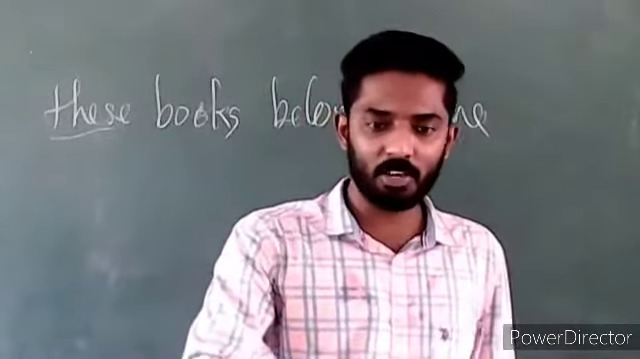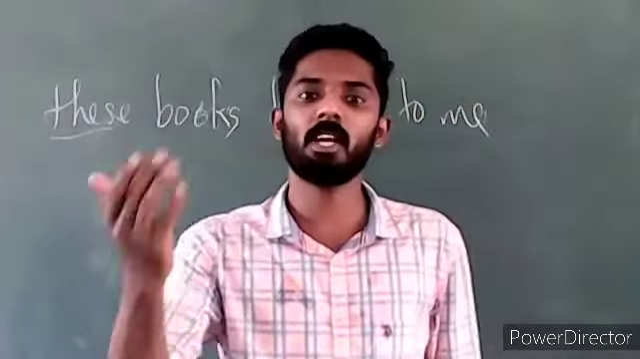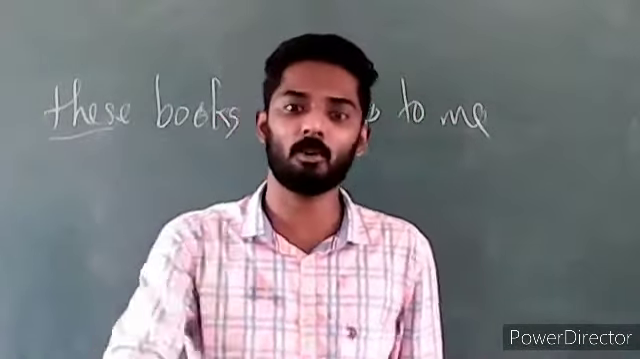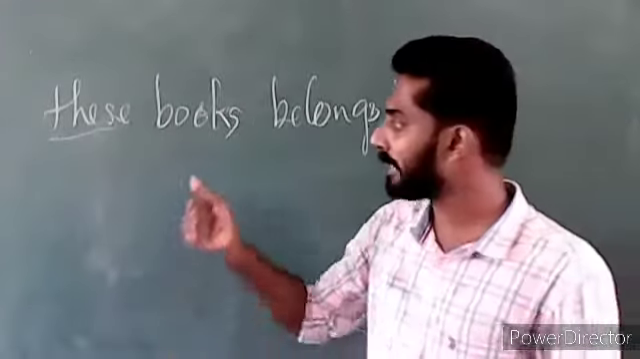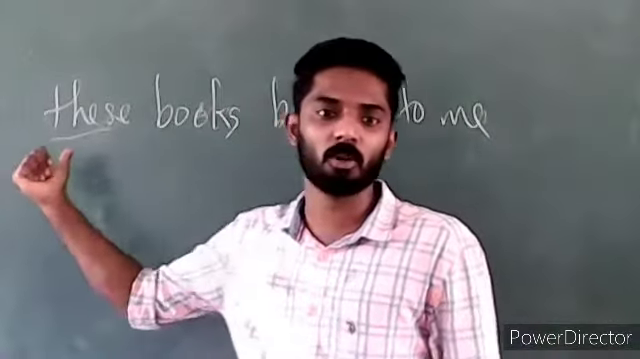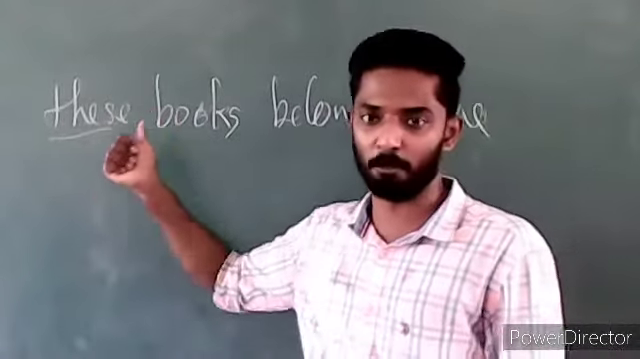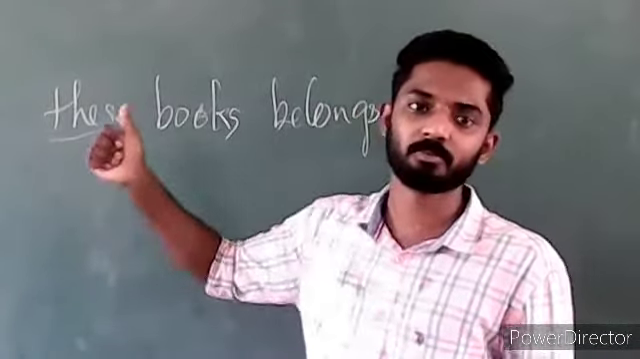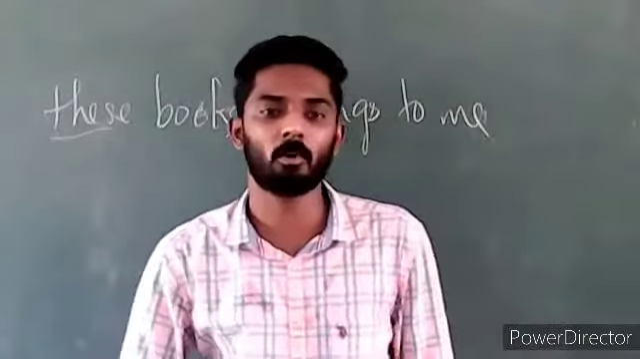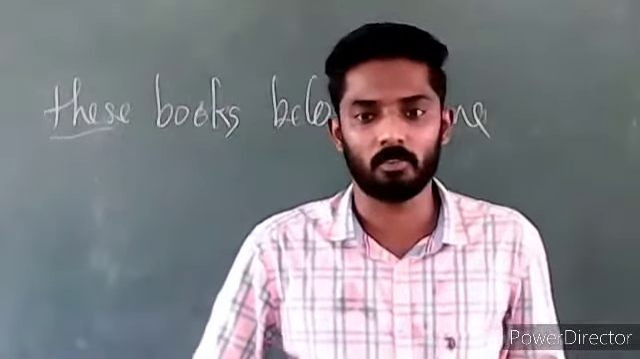The example which is given in the textbook is: why have we left these books lying around here? So here the word these is used in order to demonstrate the word book, so it can be called a demonstrative determiner.